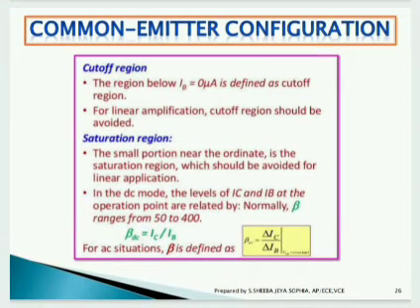In the cutoff region there is no current conduction, so the value of IB is equal to 0 microamps. For linear amplification, the cutoff region should be avoided. The saturation region is where it reaches a saturated point. In DC mode, the levels of IC and IB at the operation point are related by beta DC, which is equal to IC divided by IB.